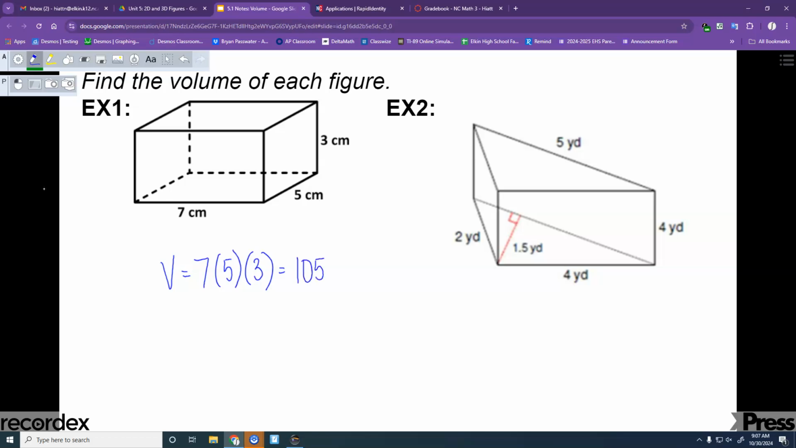Now, one thing that is really important for this is that you know your units. That's really going to be important when we start doing density and things like that. So volume is always going to be in cubic units. So we're doing centimeter times centimeter times centimeter. That gives you centimeters cubed. So make a note there. Volume is always in cubic units.